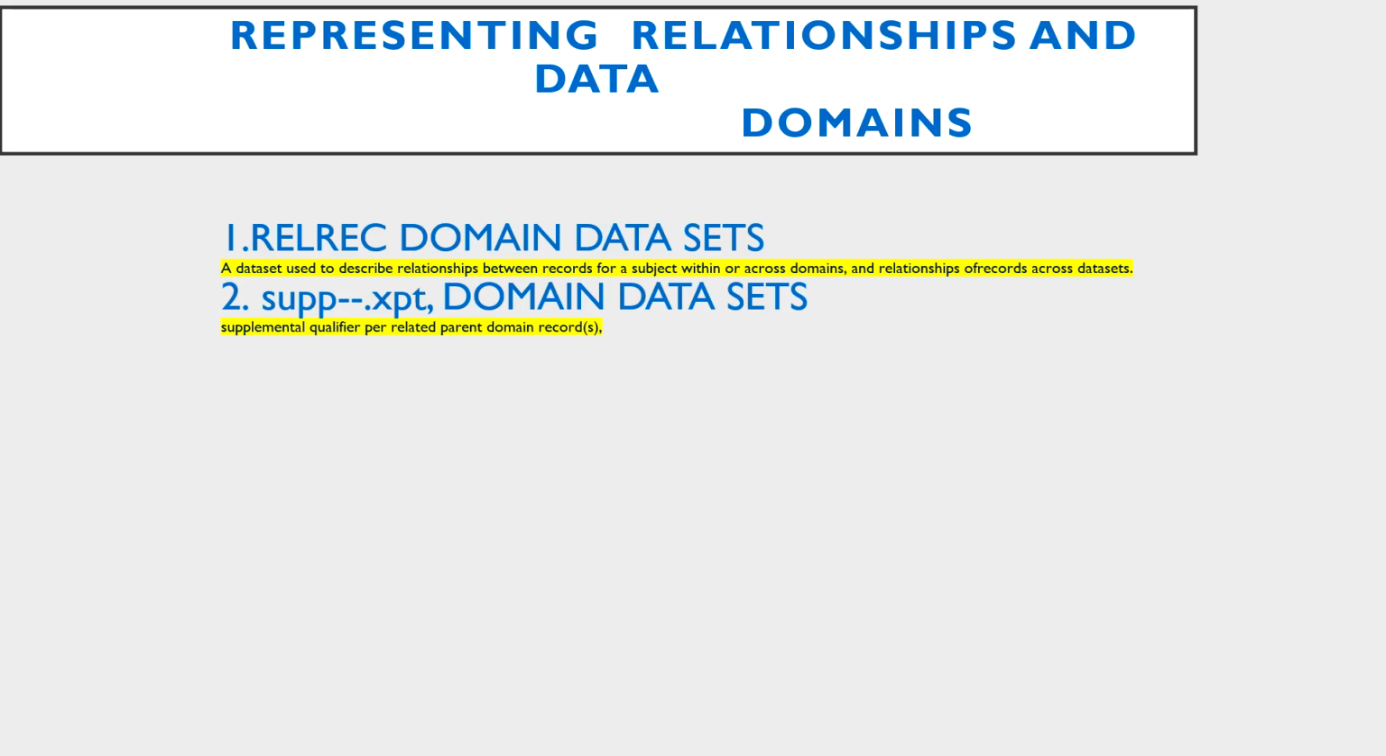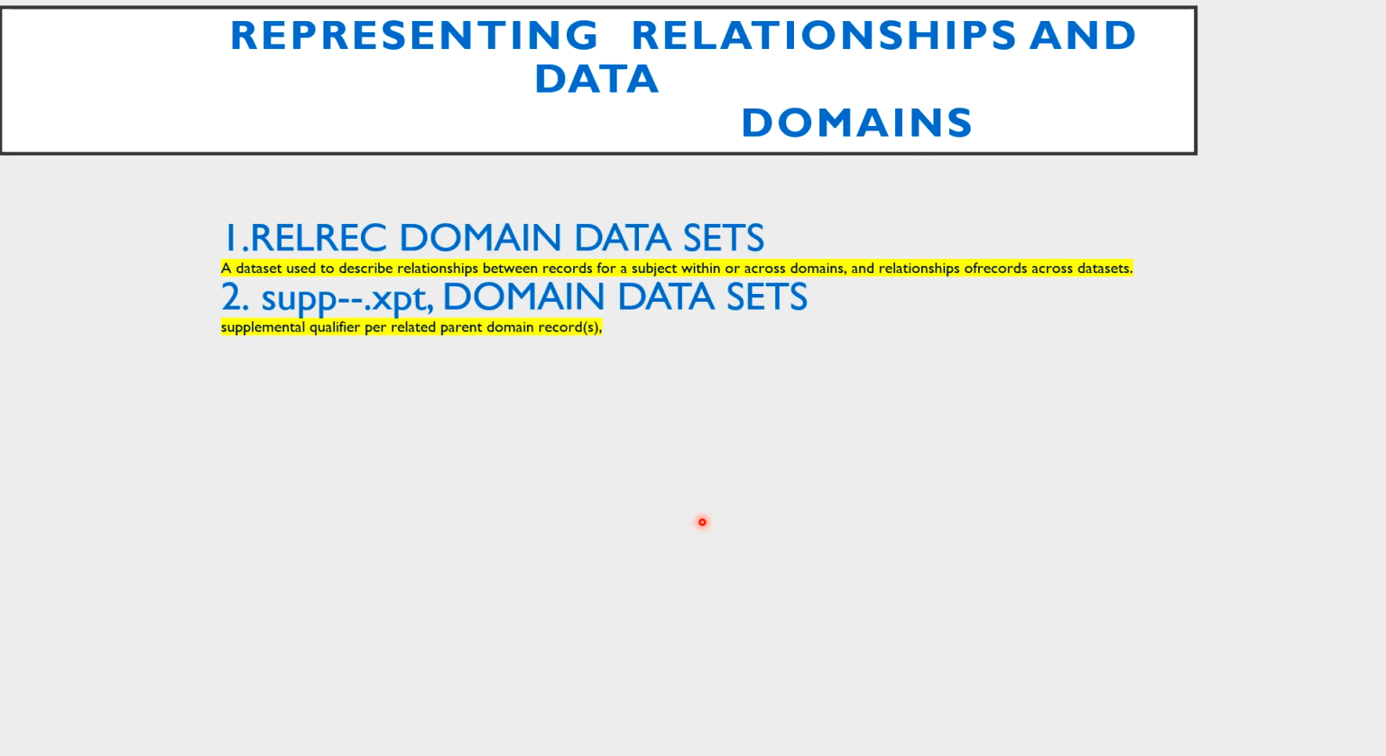As per the SDTM implementation guide, the domains are divided into four types. The first is special purpose domains, the second is domains based on observation classes, the third is relationship domains, and the fourth is trial design domains. We have already discussed the first and second.